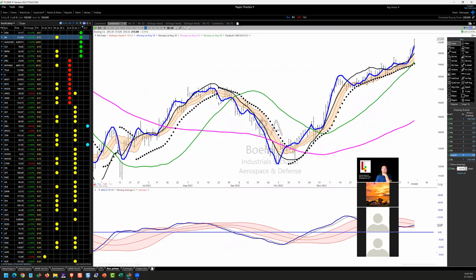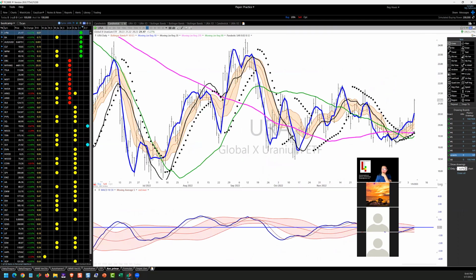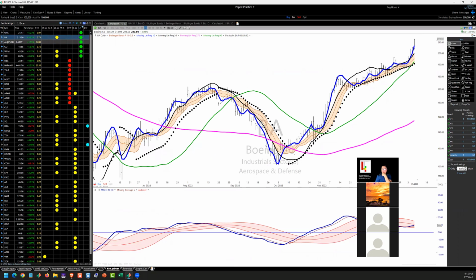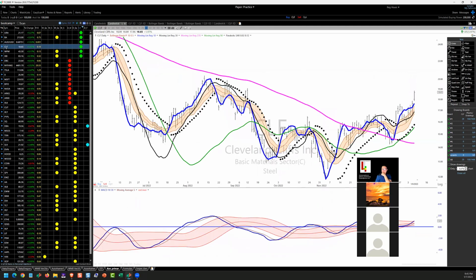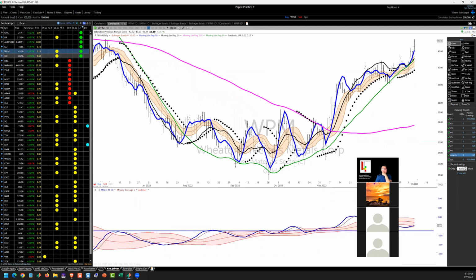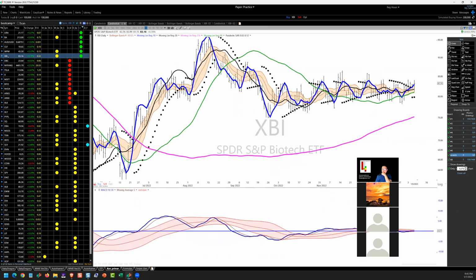There we go. I'd be looking at, let's see, uranium. I really like Boeing as a continuation. The Aussie dollar just getting ready to go. Cliffs Natural Resources, love it. Wheat and precious metals, and then biotech hasn't made its move yet, but I might just bracket that one and be ready to run with it.